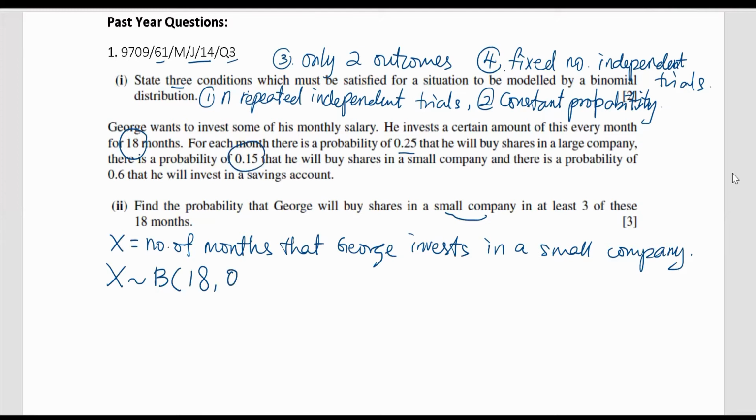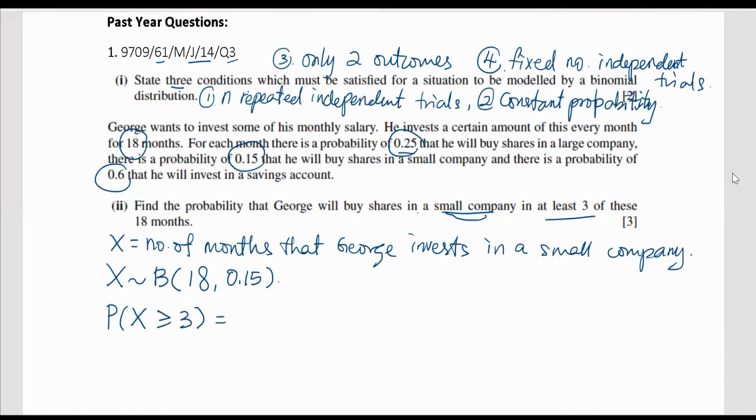So the probability that we want is 0.15, right? Don't get confused by the 0.25 and 0.6. Those are not what the question wants. The question wants the probability that he buys shares in a small company, and the probability is 0.15. Okay, so the probability we want to determine is at least 3 of these 18 months, so X is greater than or equal to 3.